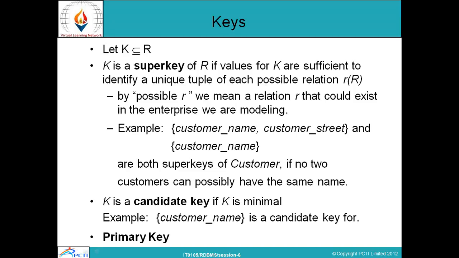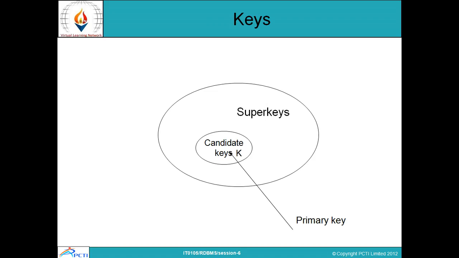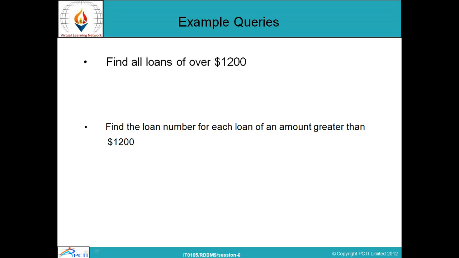So a key that is minimal is a candidate key. In the example taken, customer name is the candidate key of the table. The primary key is the unique key on the table that cannot be repeated, like the roll number; the same roll number cannot be assigned to another student. This diagram represents the super key and the candidate key. The super key set is large, and within it there are some candidate keys. These are examples of the queries.